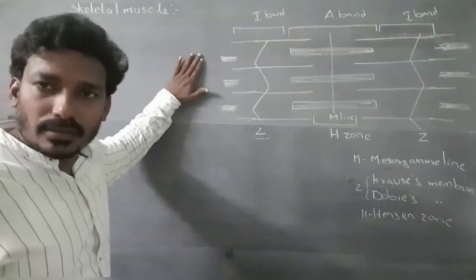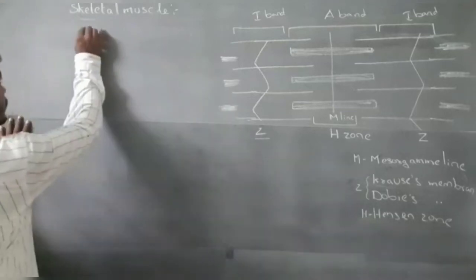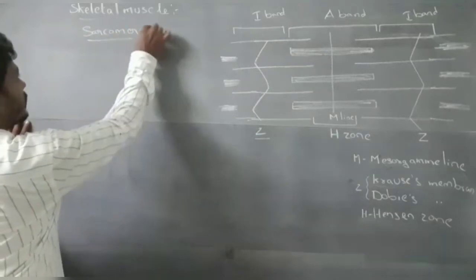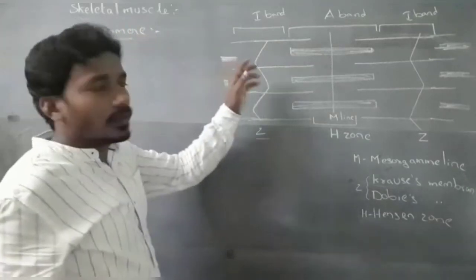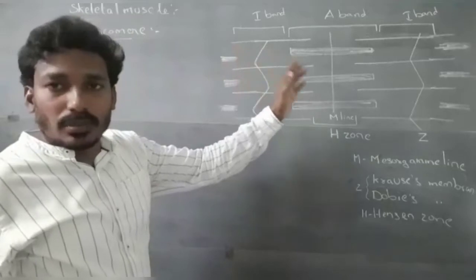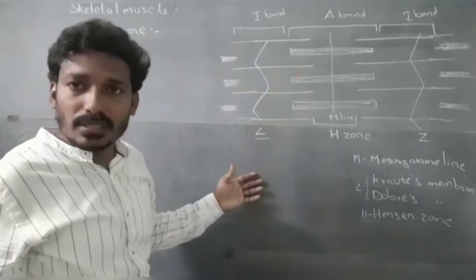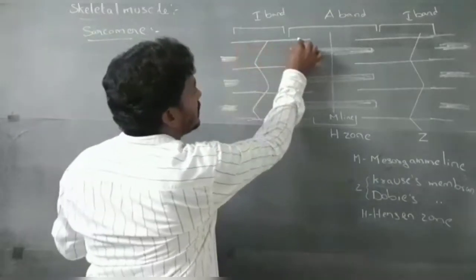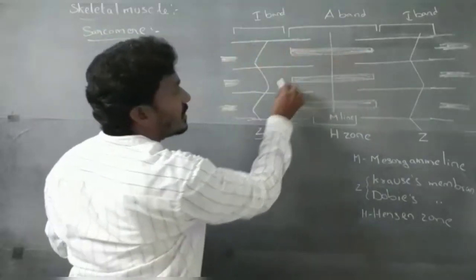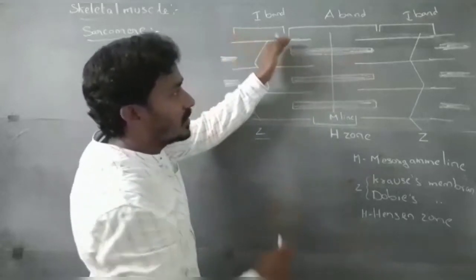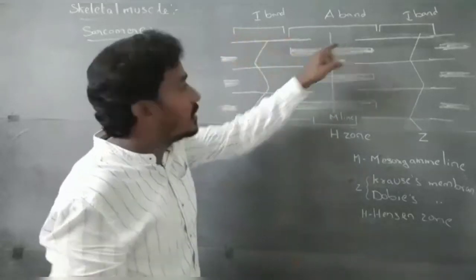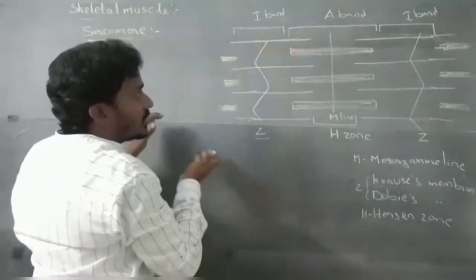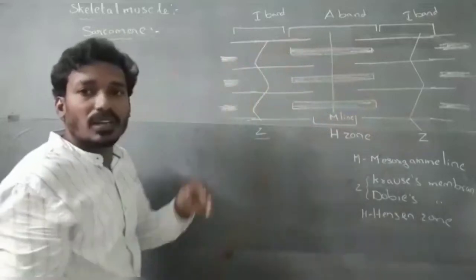Next, sarcomere. Actin and myosin are proteins. These proteins are arranged as rod-like structures, parallel to each other, along the longitudinal axis of the myofilament.